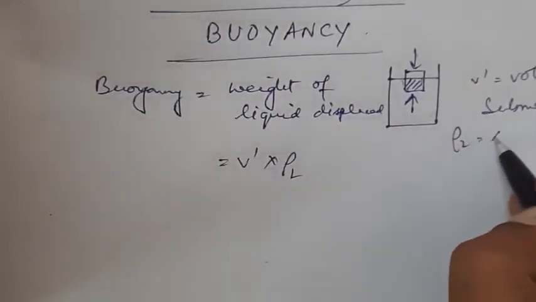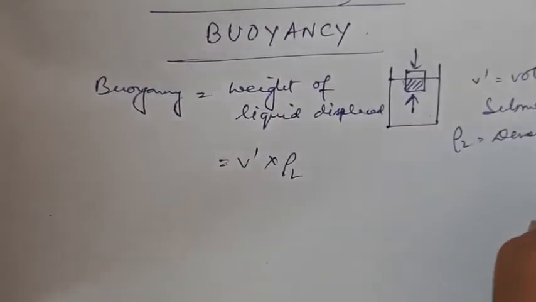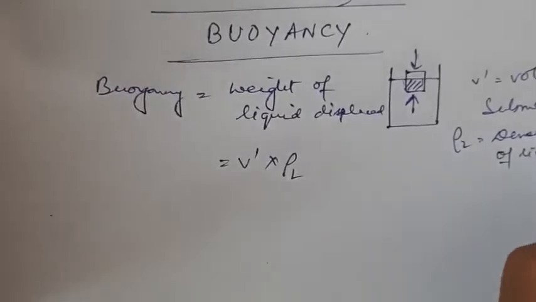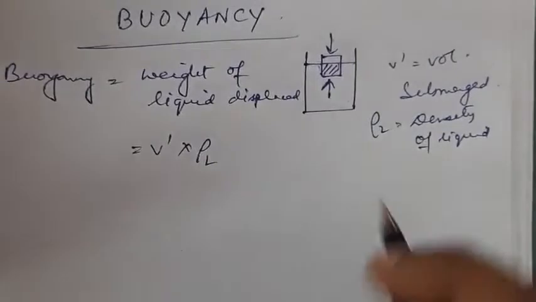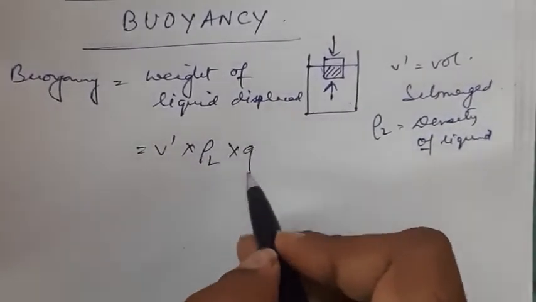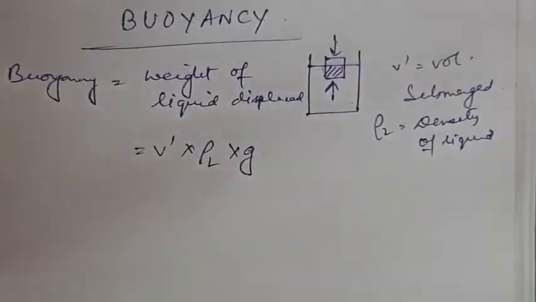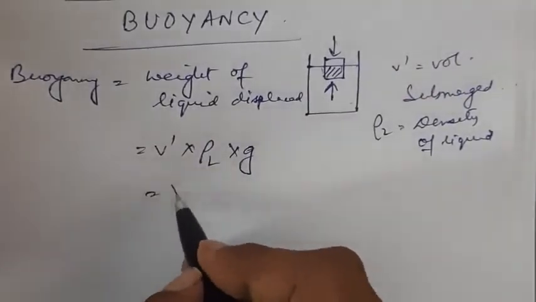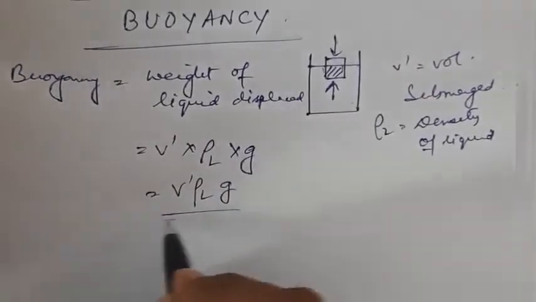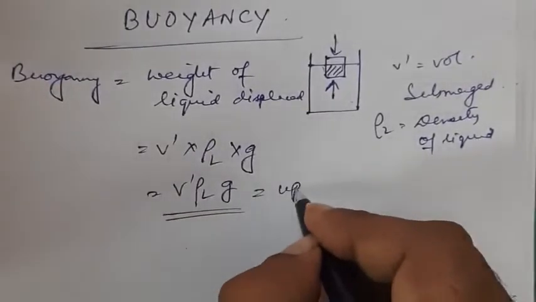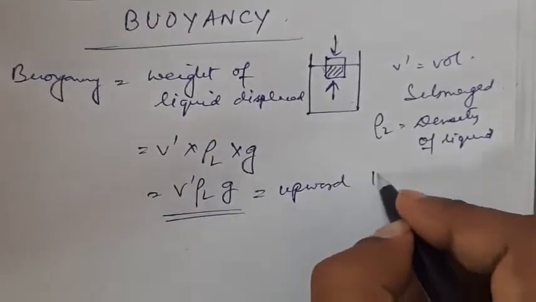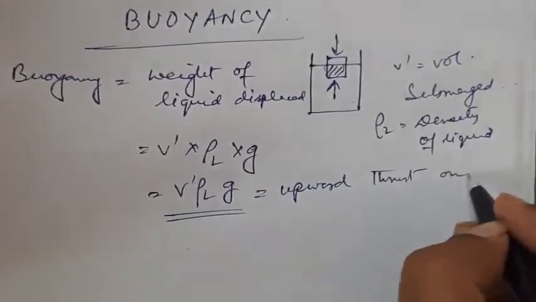So rho L is the density of liquid. Rho L into g. So V dash rho L g. This will be the value of the buoyancy, or rather the upward force, you can say upward thrust on the body.